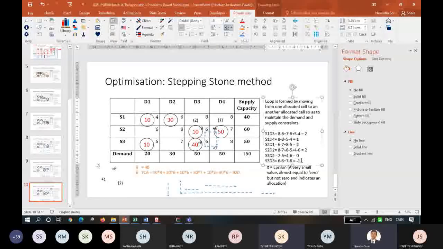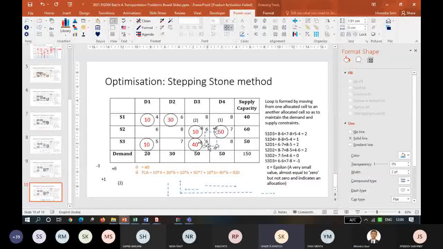Excuse me, sir. Yes. Sir, yesterday we had assumed S2 D4 also. So if we assume that, then how will we take that loop further? S2 D4.